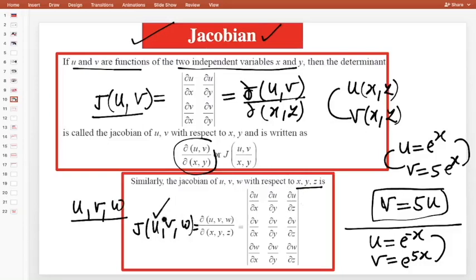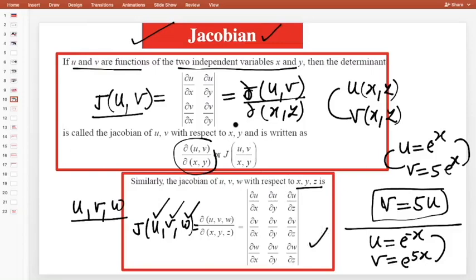First we differentiate u with respect to x, y, z partially. So del u by del x, del u by del y, del u by del z. This is in the first row. Then we take v: del v by del x, del v by del y, del v by del z in the second row, and w in the third row: del w by del x, del w by del y, del w by del z. So these are simple calculations.